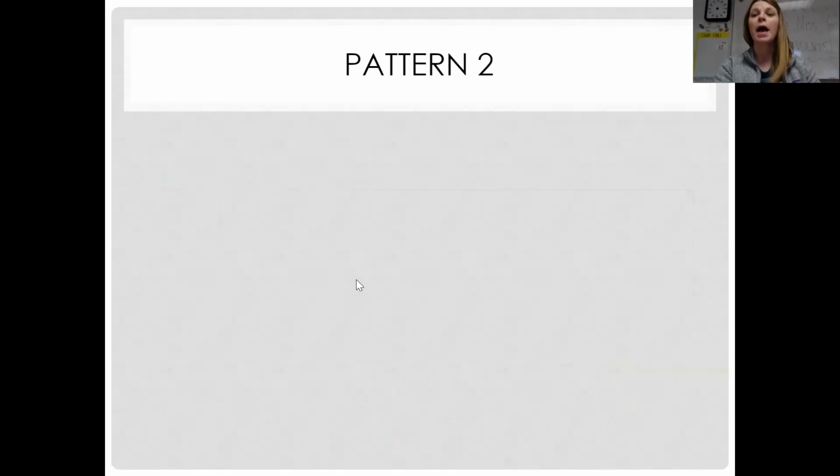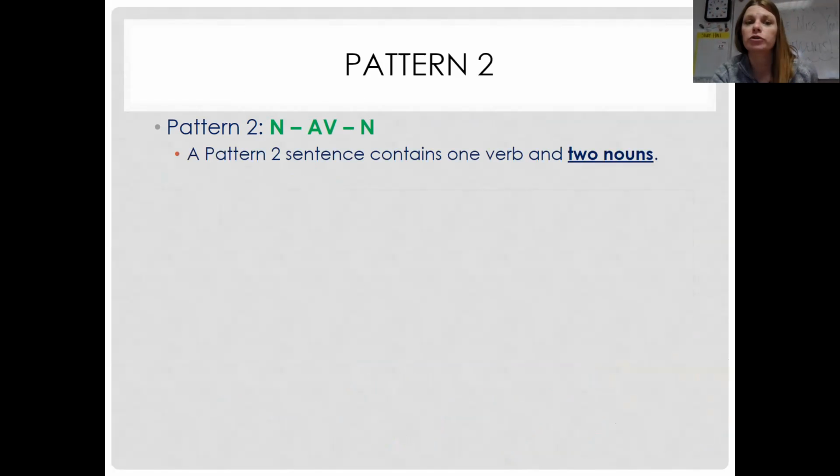All right, pattern 2, one of my favorites. Okay, this is noun, action, verb, noun. So if you are paying attention, a pattern 1 sentence is noun, action, verb. A pattern 2 sentence adds a noun. So how many nouns are there outside of a prepositional phrase in a pattern 2 sentence? A pattern 2 sentence contains one verb and 2 nouns.